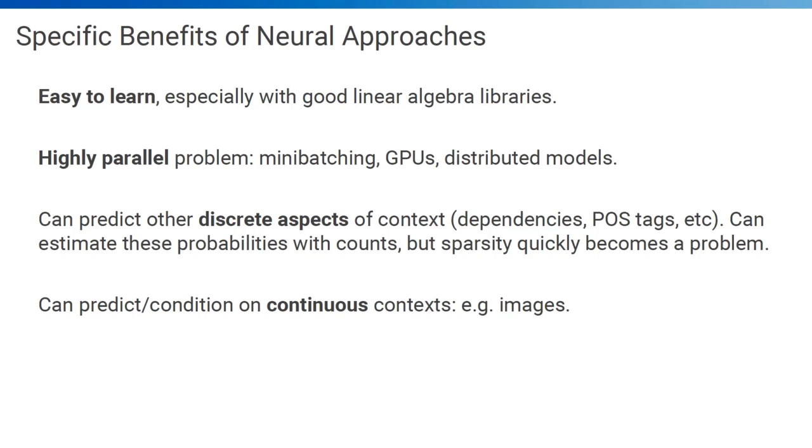So the benefits of these neural approaches are that they're easy to learn. With good linear algebra libraries, and in particular with auto-differentiation libraries like DyNet or TensorFlow, it's very simple to implement these in a few lines of code. And again, there are reference implementations for most of these online. Especially with regard to models like the word2vec models, they're highly parallelizable. With mini-batching, with GPUs, with distributed models, you can train these very quickly across a large amount of data.